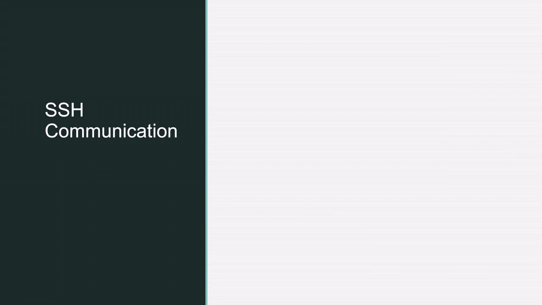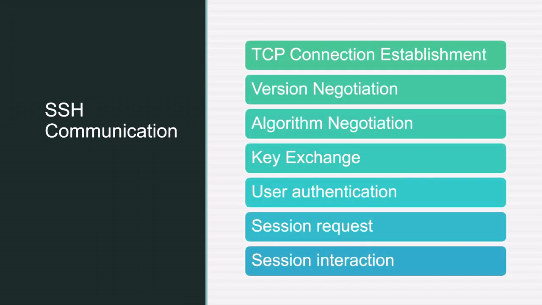Okay, now let us try to understand what are the different stages or the steps carried out for SSH communication. Basically, when a client tries to communicate with the server, these are the different steps that are carried out in the background for establishing a secure channel.